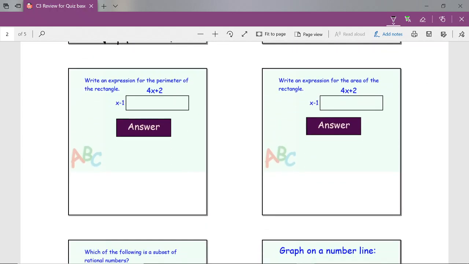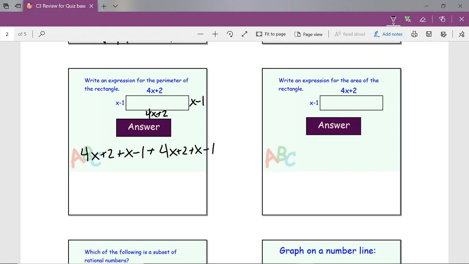Okay, so write an expression for the perimeter of the rectangle. Well, it gives me dimensions that have variables in it. So I'm going to have to add up all of these sides, but since this is a rectangle, I know that this is x minus 1 over here as well, and this is 4x plus 2, same as that top. So I'm going to add up 4x plus 2 plus x minus 1 plus 4x plus 2 plus x minus 1. I'm just adding up all of those sides.